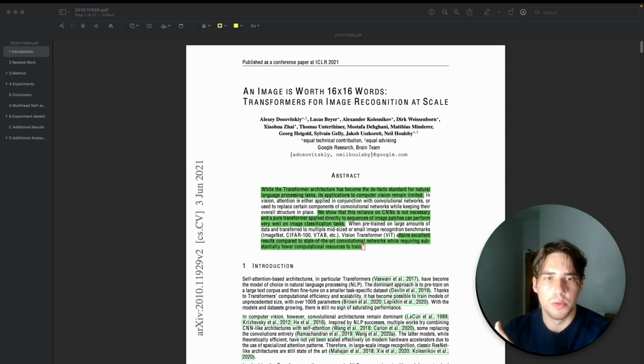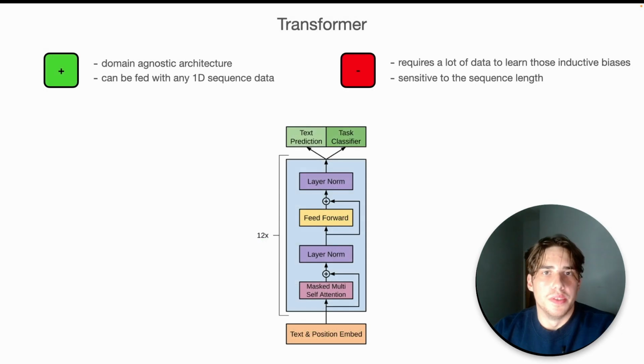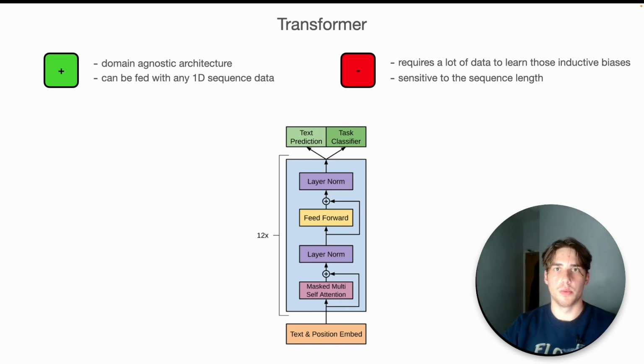So let me show you the pros and cons of transformers and CNNs. To start with, transformers are a domain-agnostic architecture, which means that they are not created for a particular task, because they can be fed with any 1D sequence data. They technically can approximate a much broader range of functions than CNNs or RNNs. RNNs were created with an inductive bias to analyze sequential data. CNNs were created to analyze images. The transformer is universal enough that it can learn both and even much more.